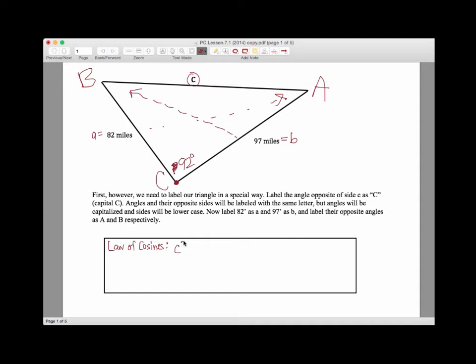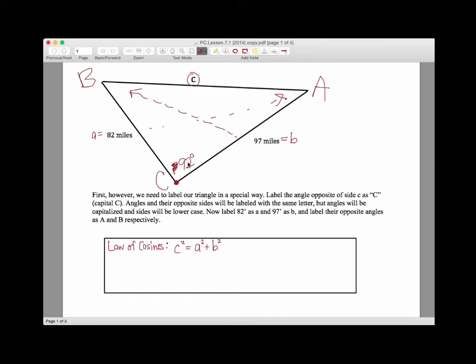And the law looks like this. It's c squared equals a squared plus b squared. And if we stopped right here, you would think we wrote the Pythagorean theorem. In fact, that's exactly what we wrote, and that would be perfectly fine and would work for this triangle if it was a right angle. But angle C is not a right angle. So therefore, we have to adjust the length of side c because it's not a right triangle.